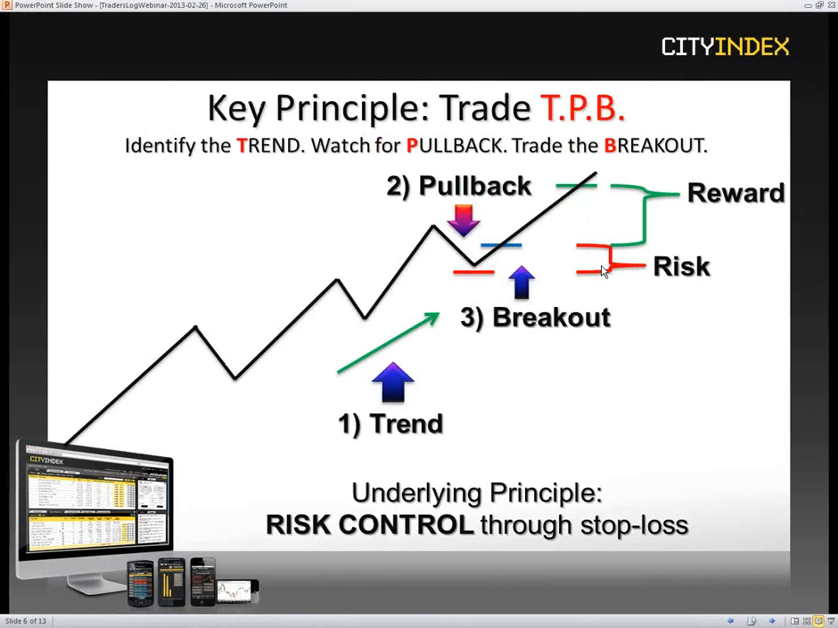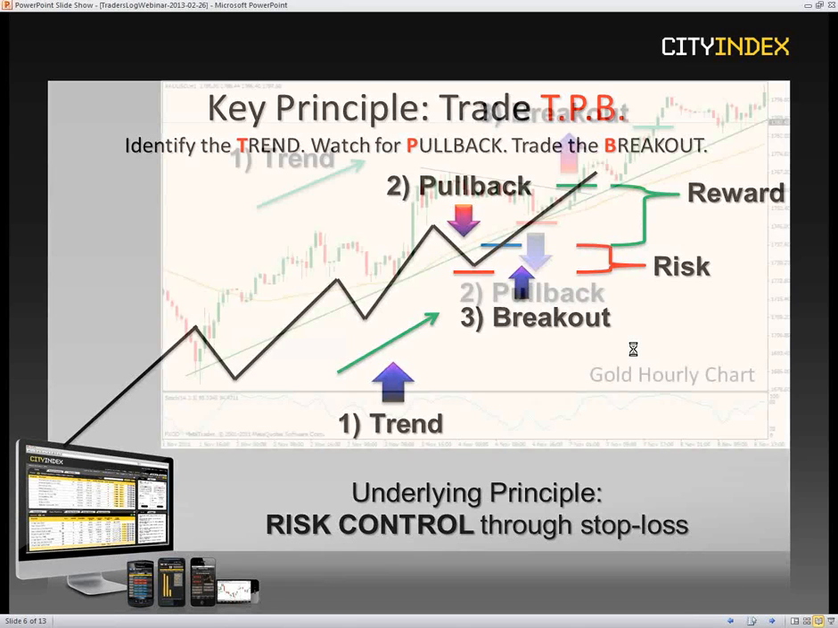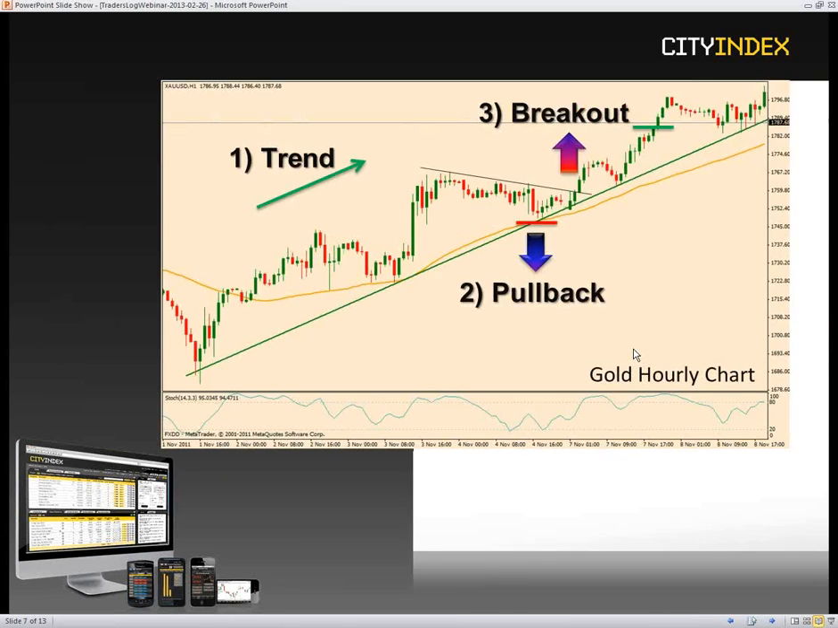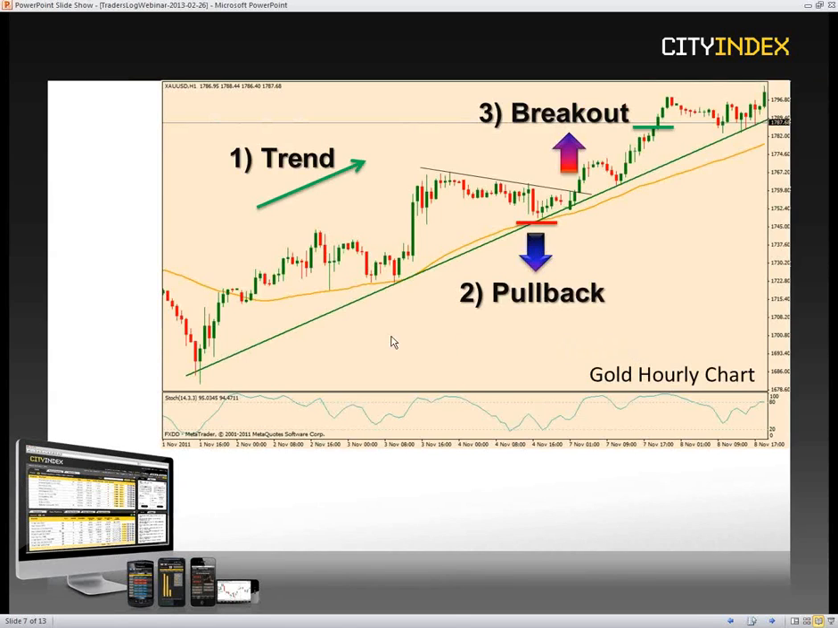We have the defined risk here. You always have to define your risk. Once you define your risk, then you can use a multiple of your risk as your potential reward. Now let me illustrate this real quick with this chart. This is an old chart of gold, but I think this illustrates the approach pretty well.